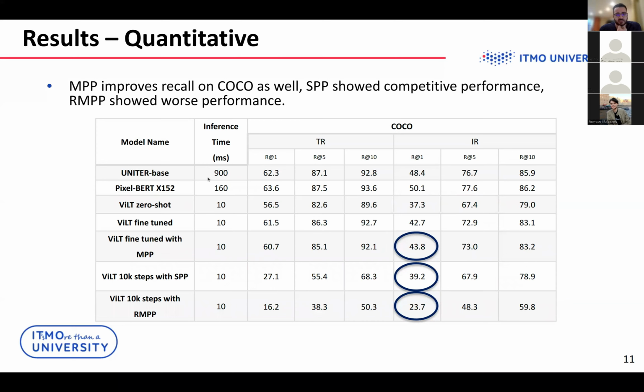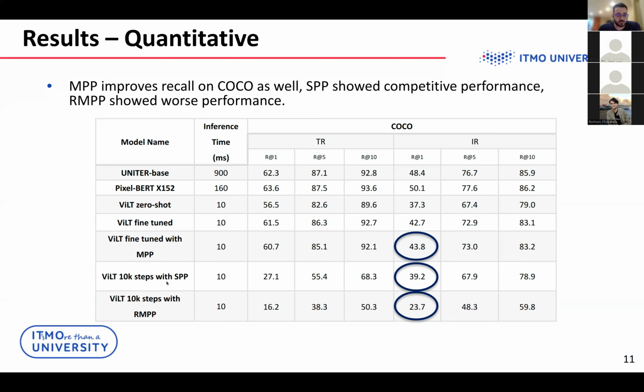When we look at the quantitative results, we tested on the COCO dataset, and we noticed that with our first approach, the average pixel or the MPP, the mean patch prediction, we achieved around 1% more on image retrieval on the COCO dataset than the original ViLT fine-tune, and around 6% more than the zero-shot one, which is very good, actually, given that we only modified the small task.